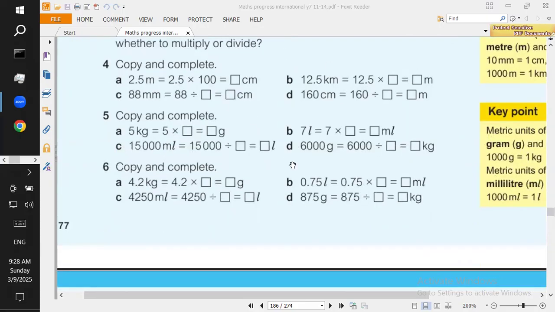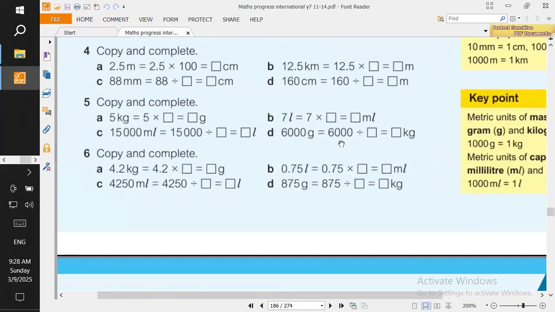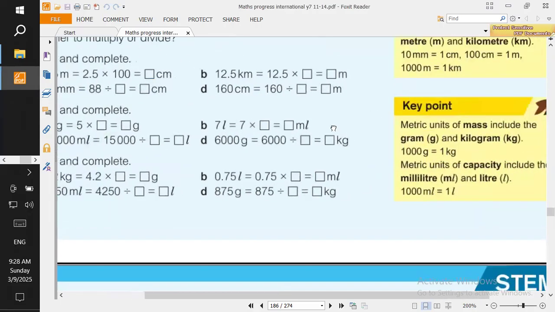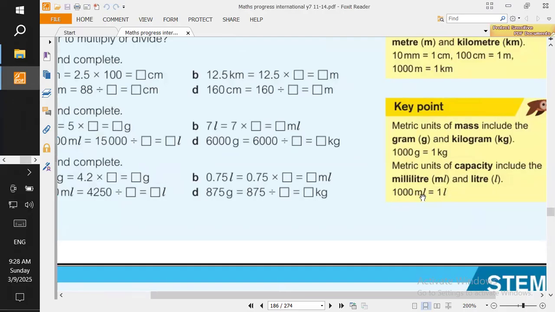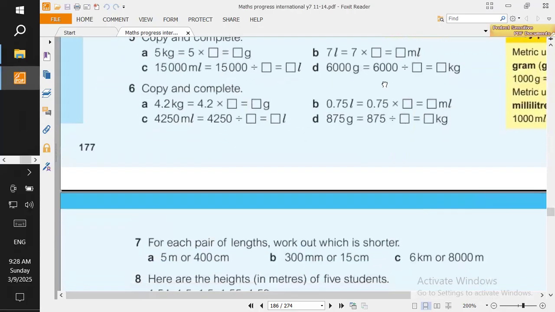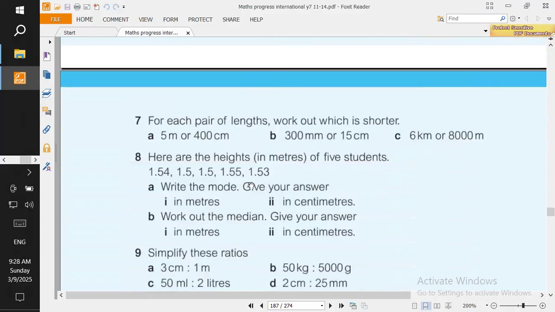Same idea, you have to understand what's the metric change between them and then use it. For example, 1 liter equals 1,000 milliliters, as it says here. So 7 liters, you just have to multiply it by 1,000, you'll get 7,000 milliliters. And 1 kilogram equals 1,000 grams. It means to turn from grams to kilograms, you have to divide by 1,000. So 6,000 divided by 1,000 equals 6 kilograms. Same idea with all the metric units.